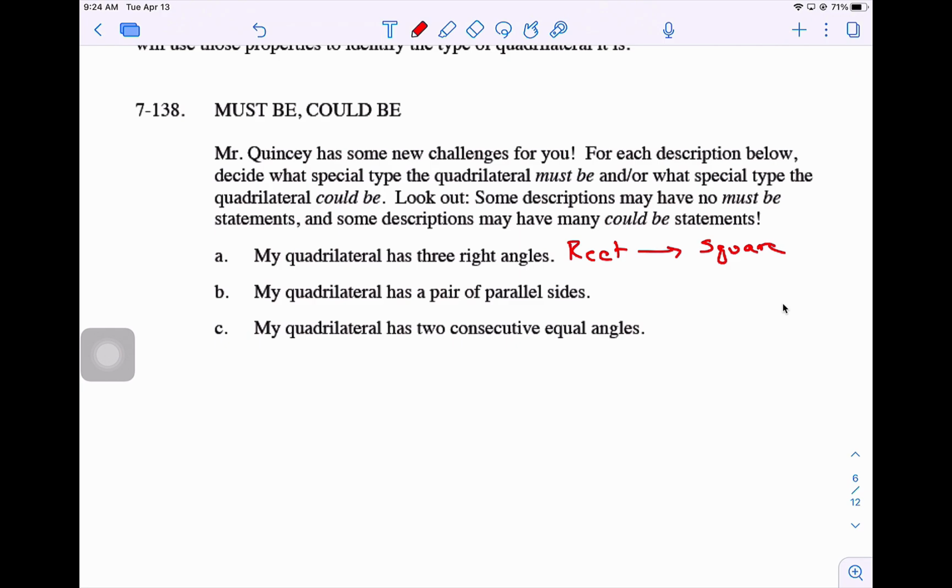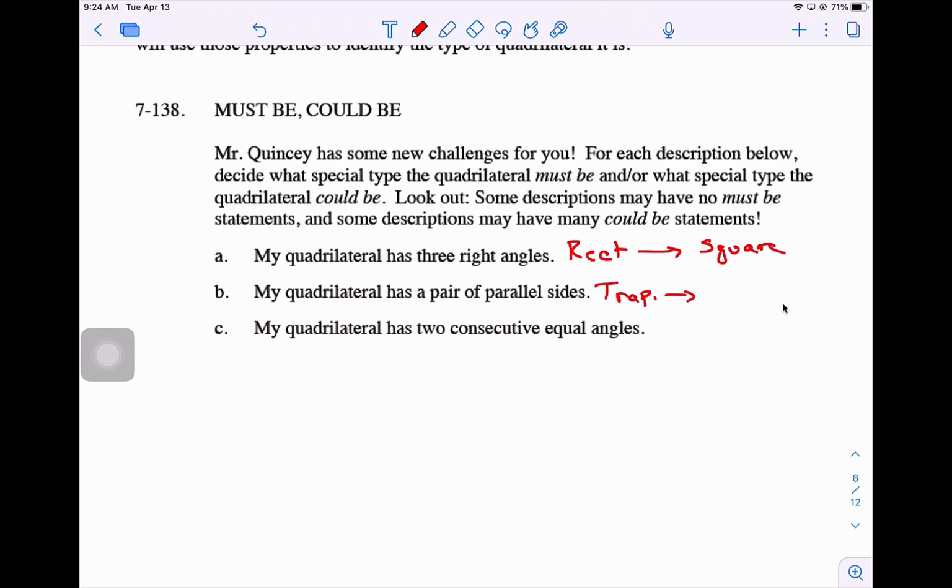Quadrilateral that has a pair of parallel sides. What is it? Got to be at least a trapezoid, okay? 1 pair of parallel sides. At least a trapezoid. What else could it be? Parallelogram, rhombus, rectangle, square. Anything that has more than 1 set of parallel lines could be any of those, okay? It has at least 1 pair. It could have additional ones. So the could-be's are all those other options.